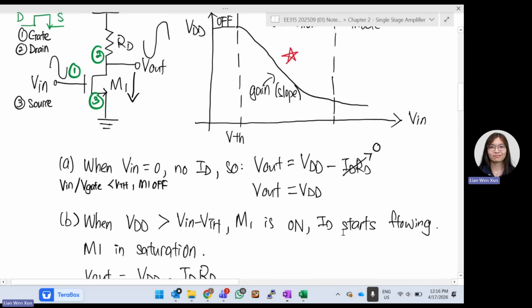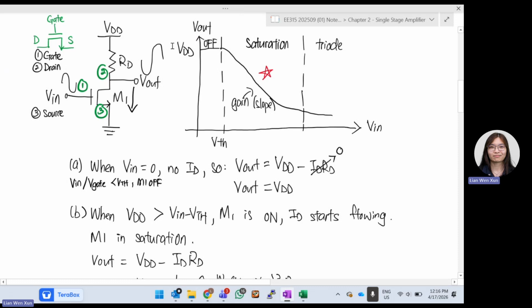Okay, so if we increase our V in more, our gate M1 now turns on. If we slowly increase this, our transistor turns on, so current starts flowing. But right now, VD is more than VGS. Okay, so VD more than VGS, this is your saturation region.